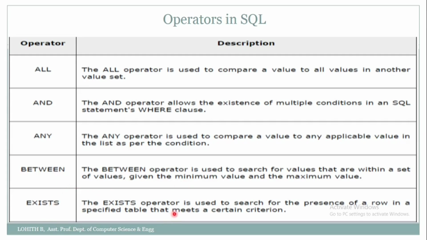EXISTS. The EXISTS operator is used to search for the presence of a row in a specified table that meets a certain criteria. If there is any row, then EXISTS will return true, or else it will return false.